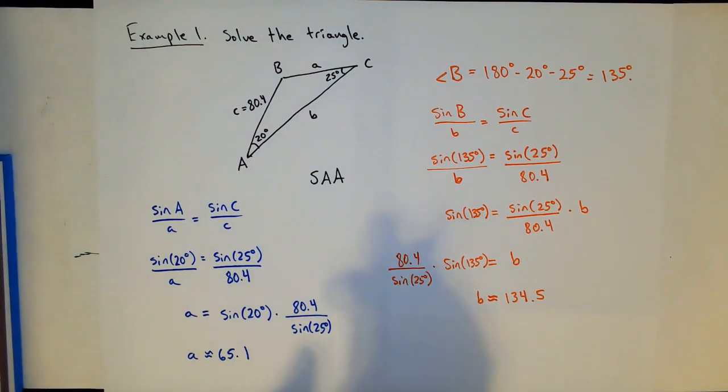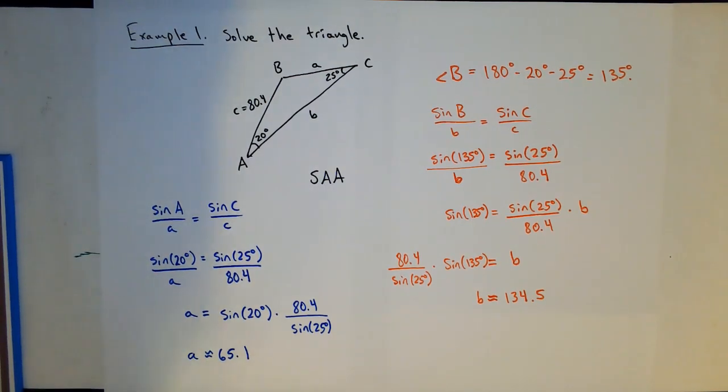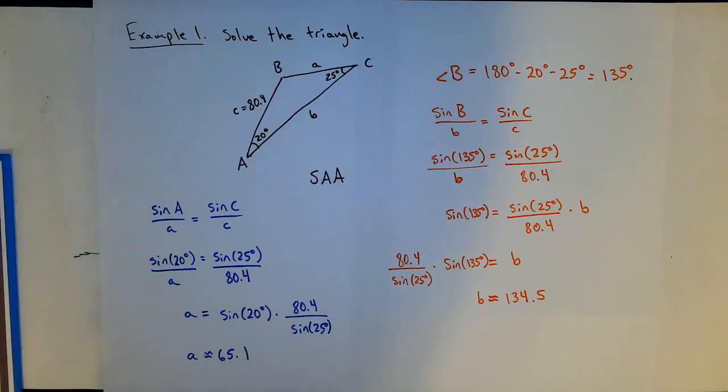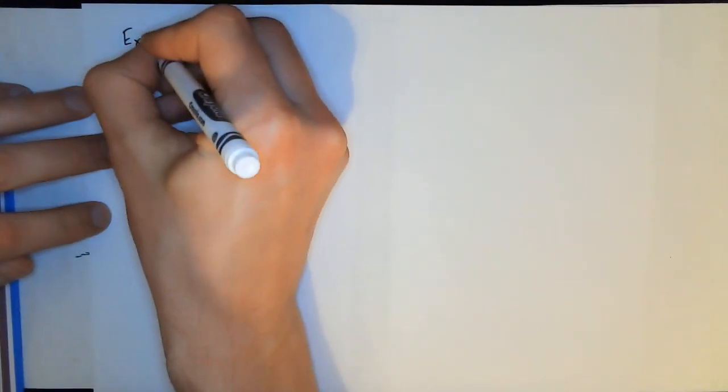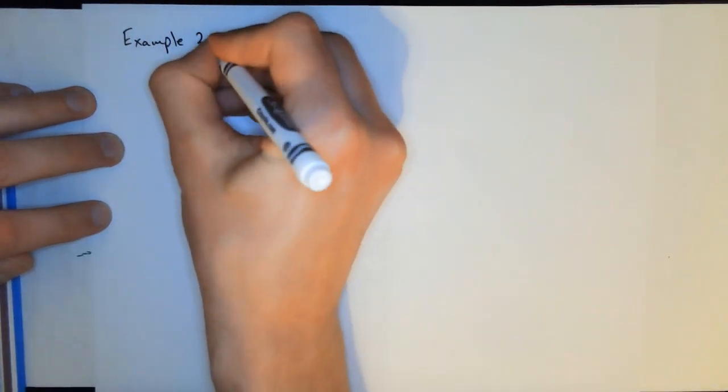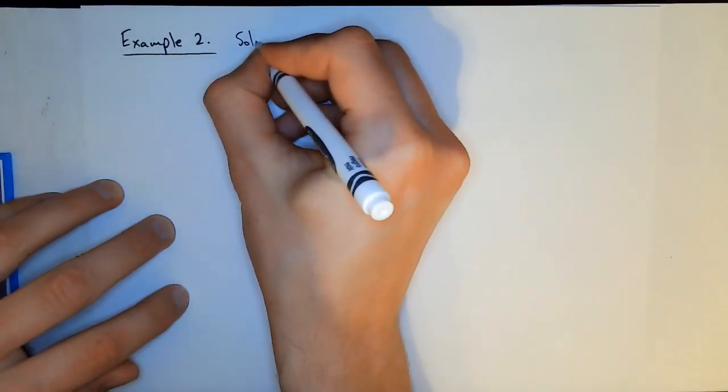Okay. So there are other cases, right? There's, well, a lot of other cases, for different kinds of things you can be given. So let's see here. Let's try a different orientation or different given set of data. Let's solve this triangle. Okay, so the instructions are still solve the triangle.